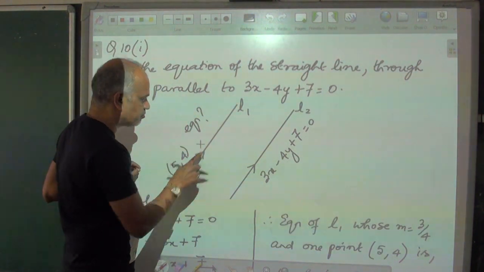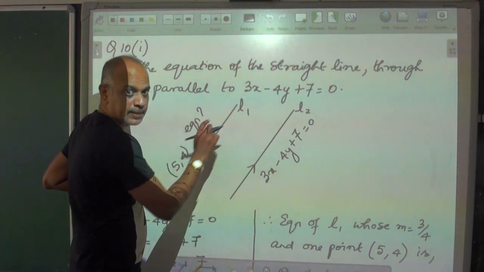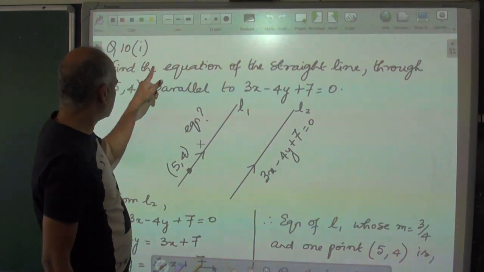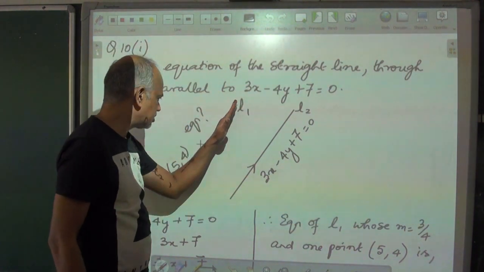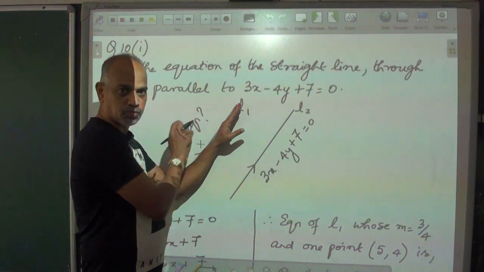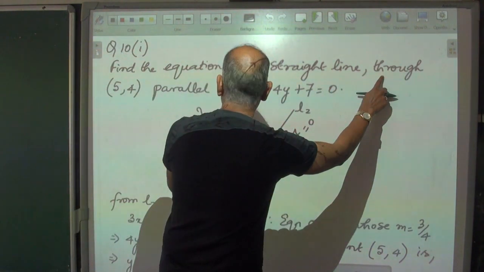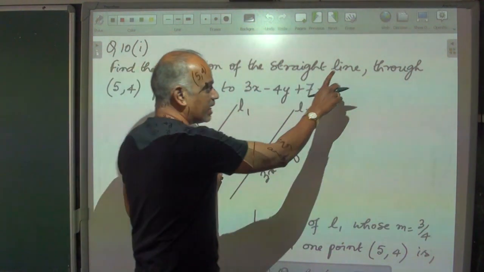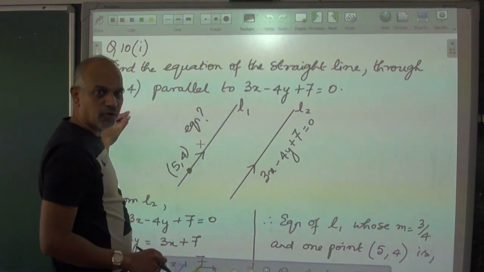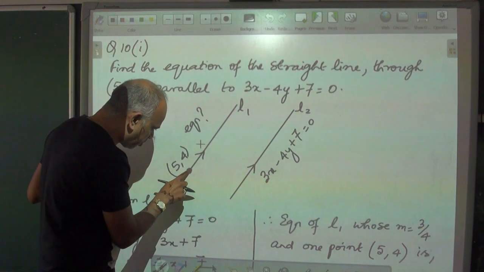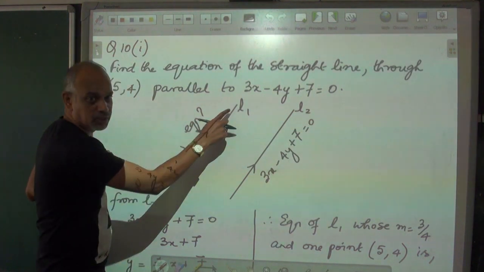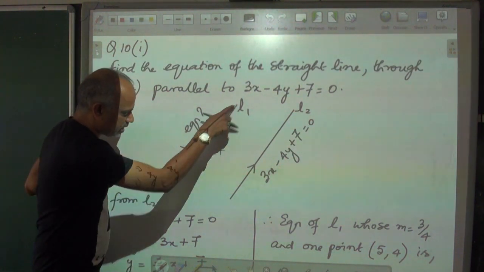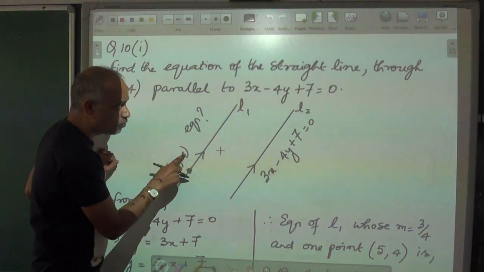So I have named this first line as line 1. If you read this, find the equation of the straight line. This line's equation is what you're going to find. Through 5, 4 means passing through 5, 4. This line passes through the point 5, 4. Anywhere you can put this point.